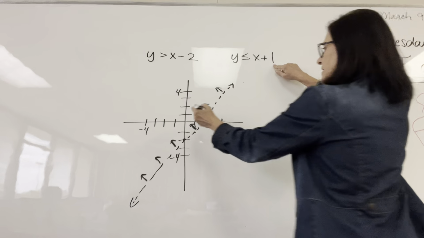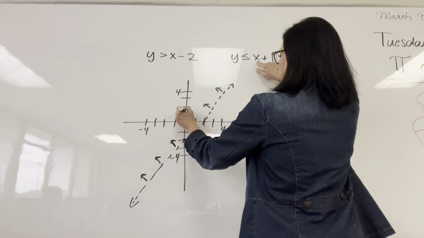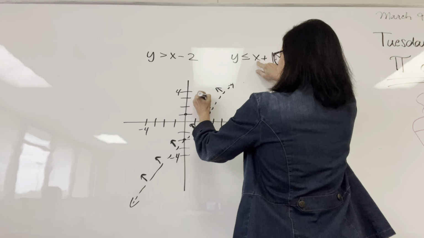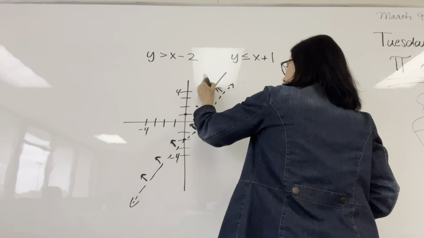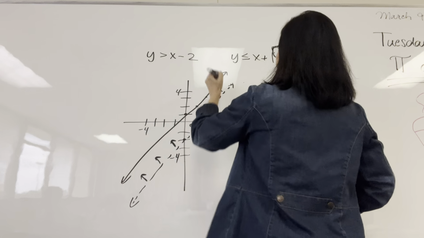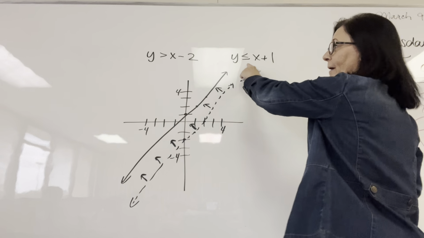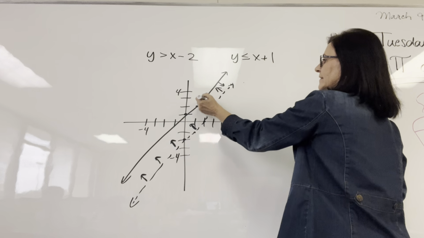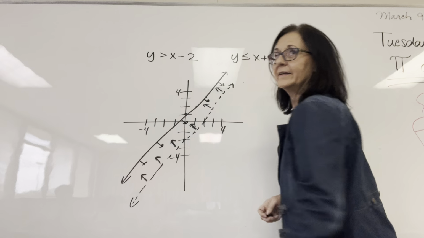Now we're going to intercept the y-axis at 1, and we're going to rise 1 and run 1. And this one's going to be a solid line. They are parallel because they have the same slope, but it's less than, right? They don't look very parallel, but you know.